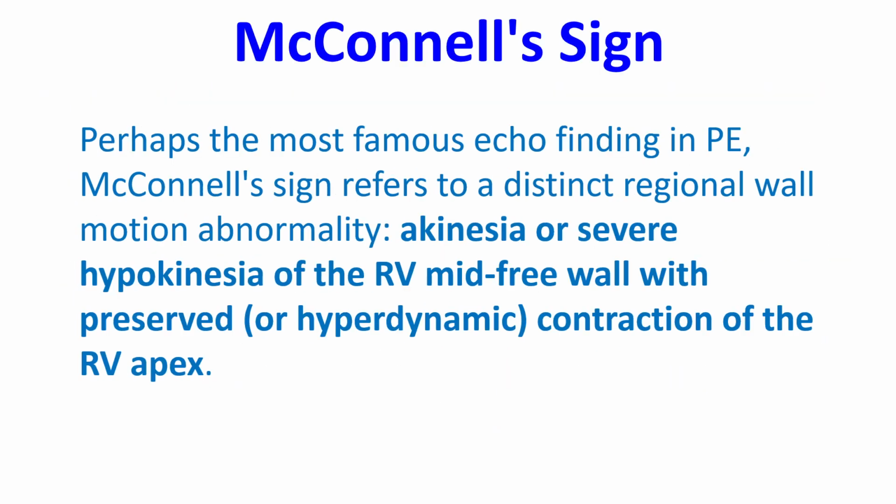McConnell's sign, perhaps the most famous echo finding in pulmonary embolism. McConnell's sign refers to a distinct regional wall motion abnormality, akinesia or severe hypokinesia of the right ventricular mid-free wall with preserved or hyperdynamic contraction of the RV apex.